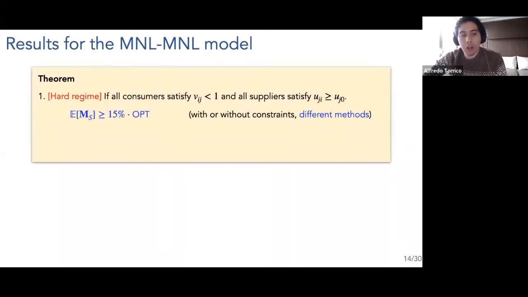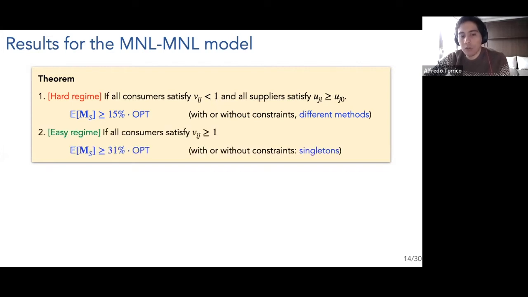Okay, so let me give you an idea of our results. We divide into the hard regime, in which all consumers satisfy this condition, and also suppliers value more to stay than to leave. So we give an algorithm that returns a solution that guarantees 15% of the true output. And this is valid with or without constraints, but the methods that we use are different.